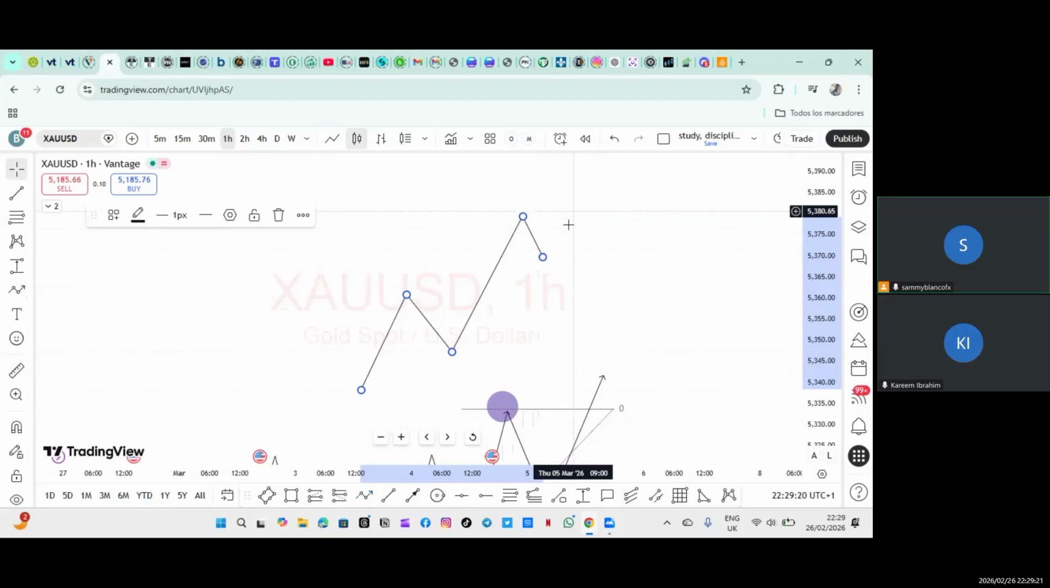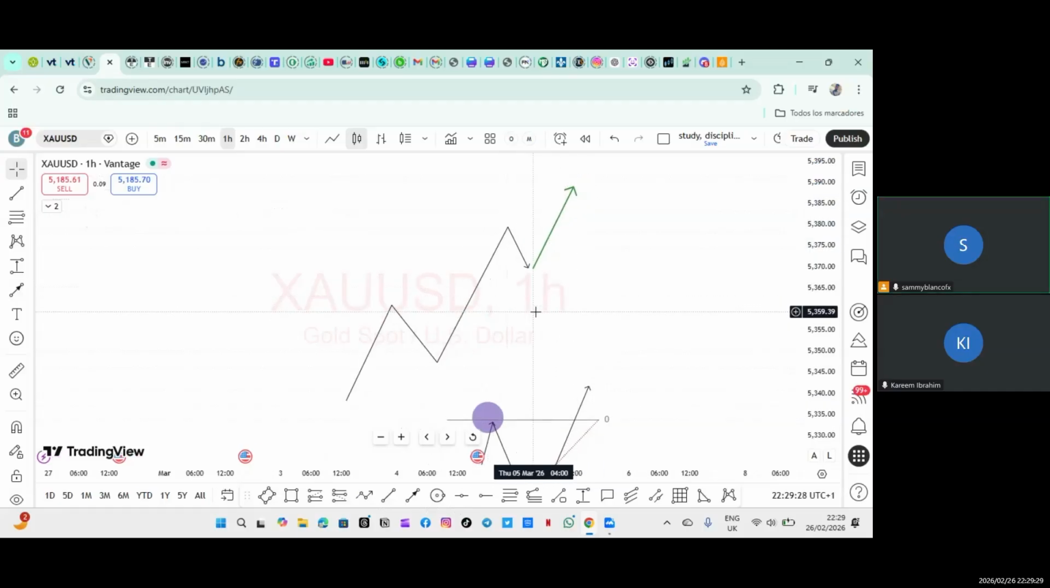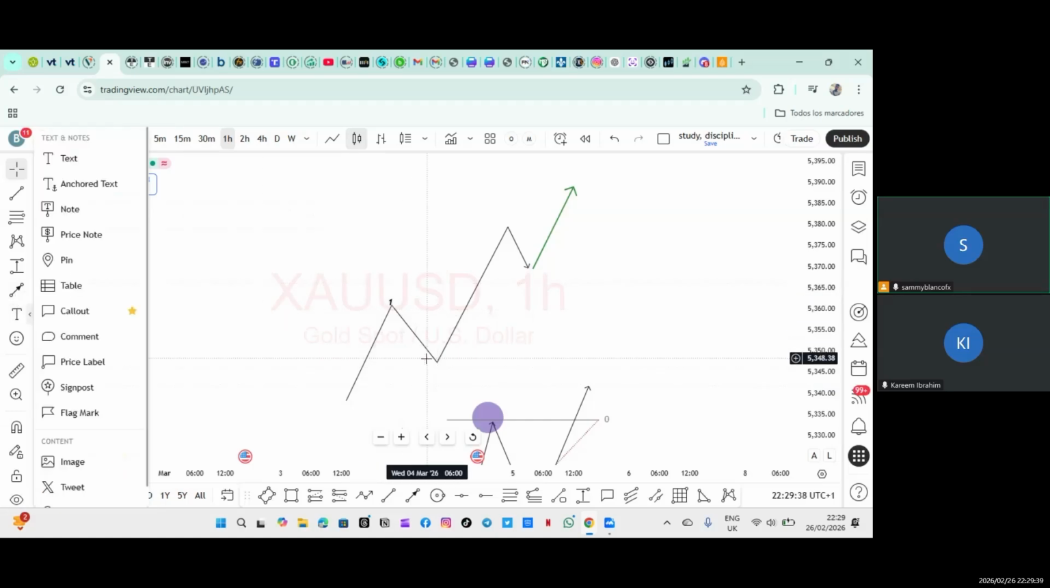Let me explain to you. Now, this is our first wave, wave 1. Okay. 2.